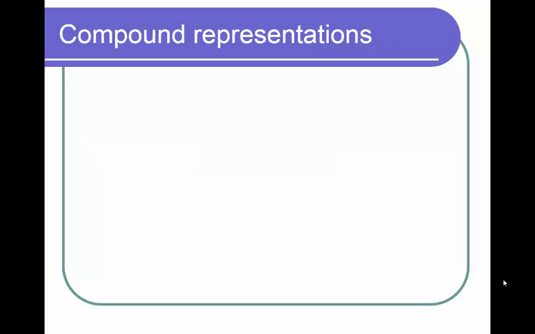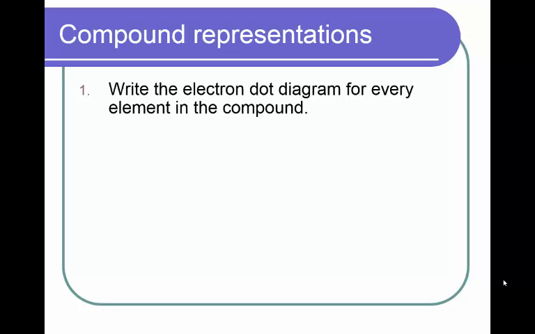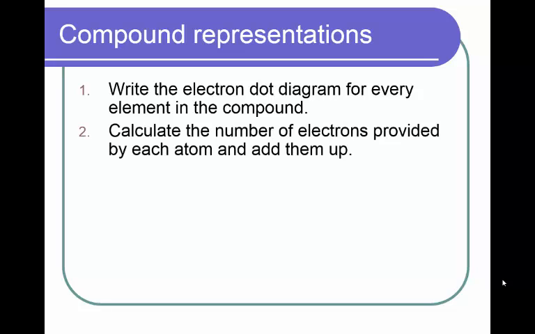Are you ready? Okay, so to make compound representations, the first thing that you do is write electron dot diagrams for every element in the compound. Step number 2 is calculating the number of electrons provided by each atom, and then adding them up. So we get a number of electrons provided, or valence electrons, for the whole compound.